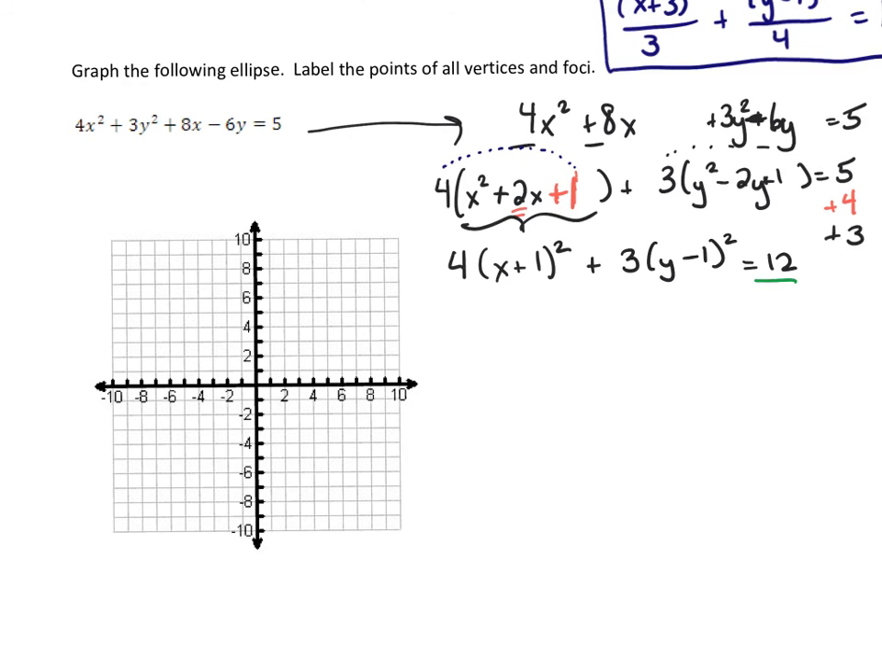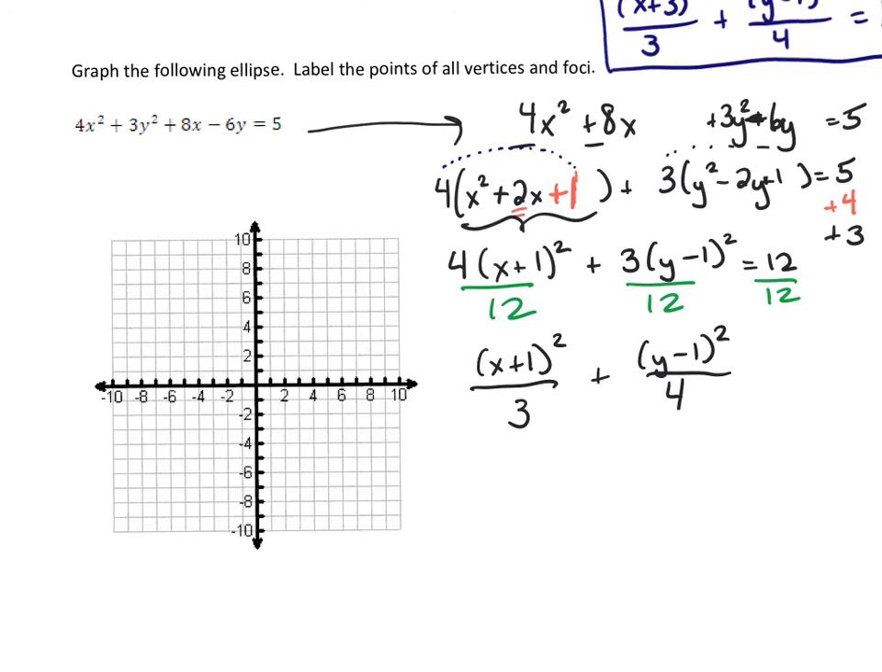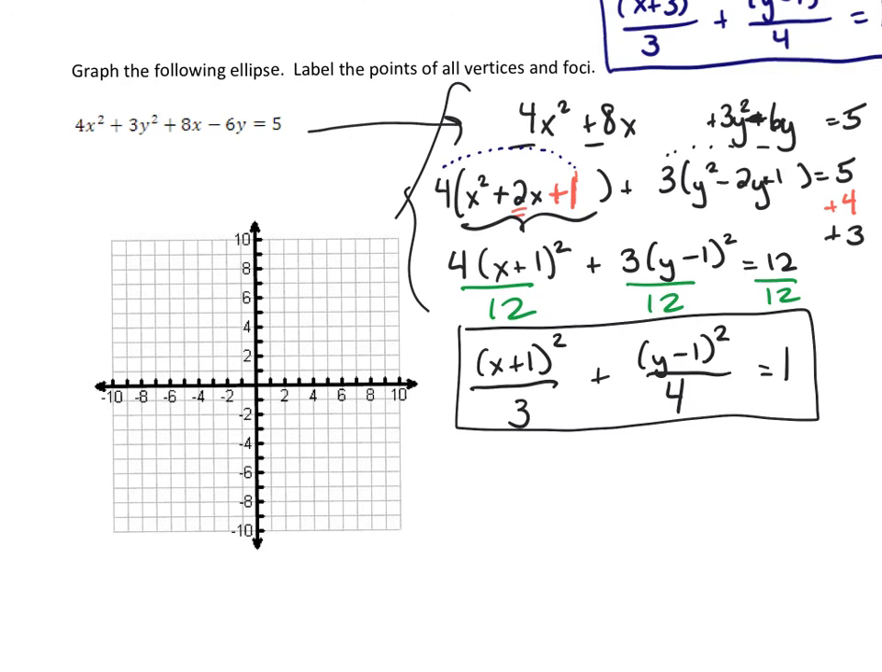Now we've had this situation before where we'll have to divide by 12 because we want to make sure in our ellipse we get that 1 over there. So this is going to end up being x plus 1 squared over 3 plus y minus 1 squared over 4 equals 1. So now all we've really done is get it in the form of a standard form ellipse, and this whole complete the square idea on ellipses is very important.